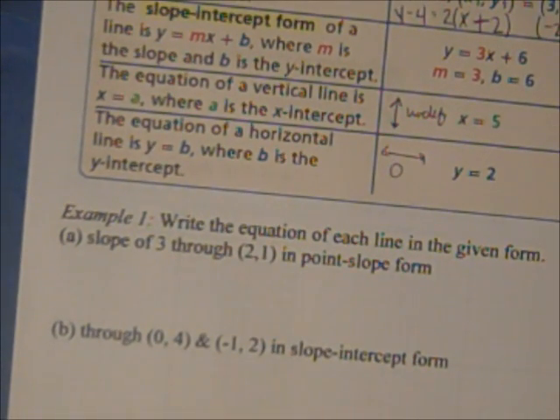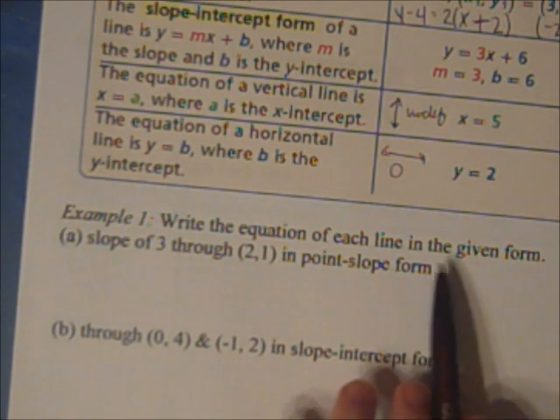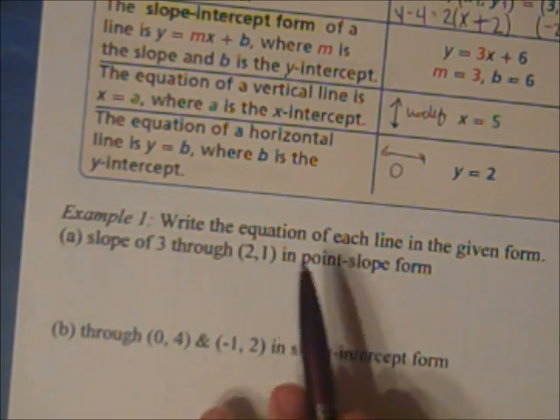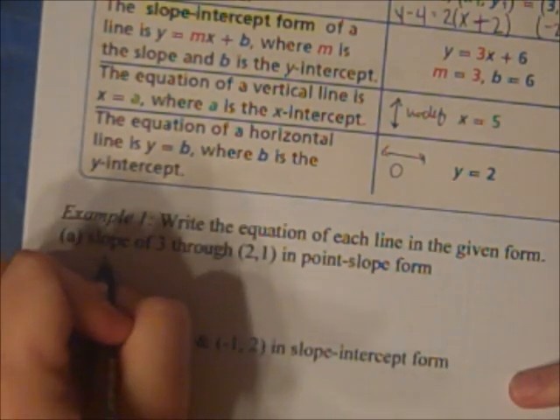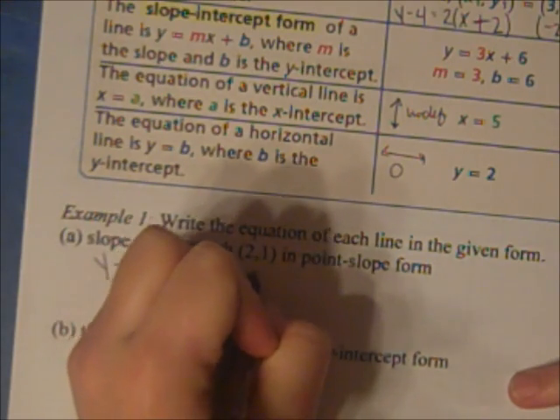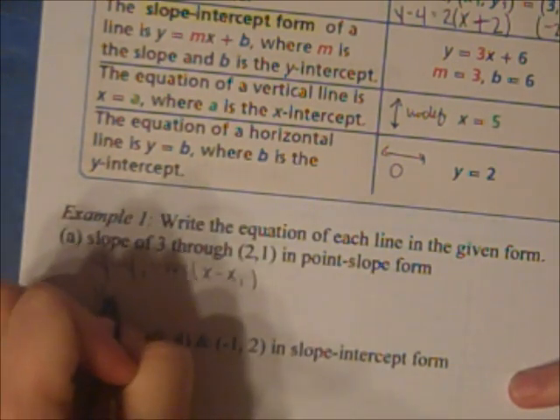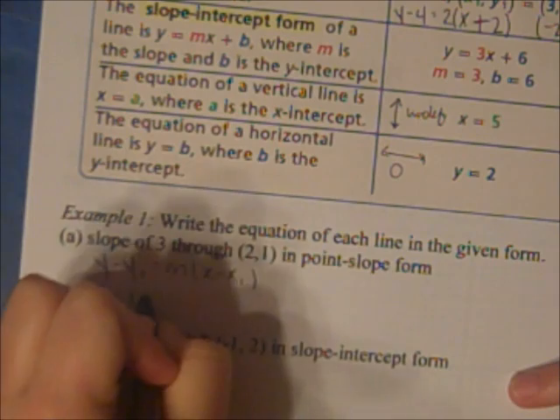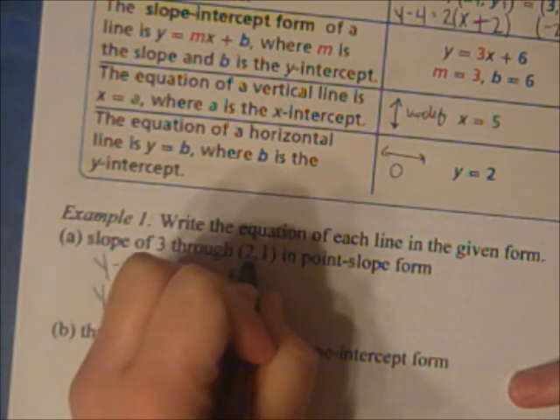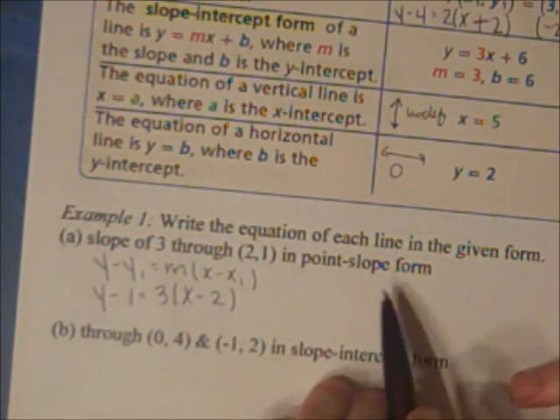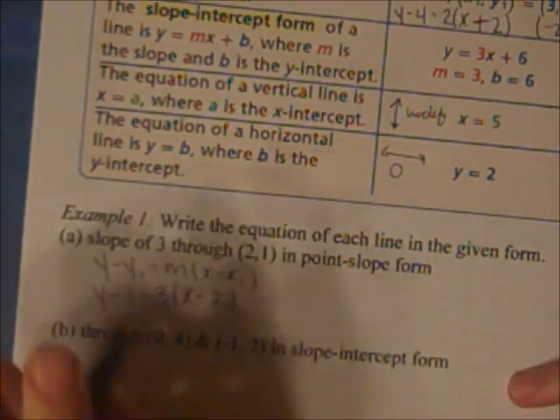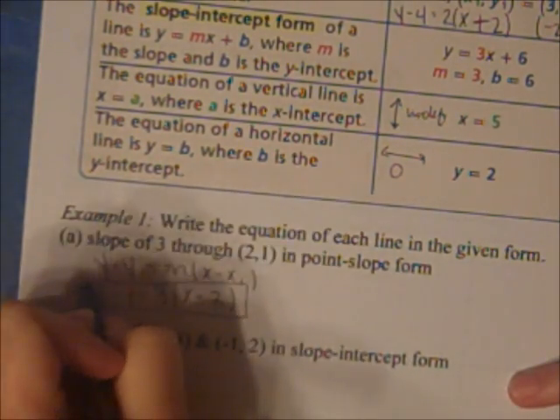Okay, so let's try these first two. Write the equation of each line in the given form. So I want to have a slope of 3 through the point 2, 1 in point slope form. So I'm going to go ahead and jot down point slope form so you can see me plug into it. So y minus, the y coordinate is 1. The slope is 3 times x minus, the x coordinate is 2. Now it asked us to leave it in point slope form, so I don't have to solve or anything. This is my final answer right here.